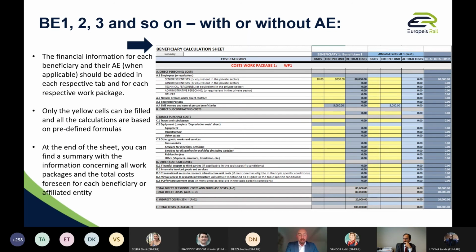For each work package, you will have to define your personnel cost, senior, junior, and so on, and then you have all the cost categories with purchase costs. You have the equipment, you have the infrastructures, you have other goods, you have subcontracting, and so on and so forth, and you fill that in. So all the yellow fields can be filled in. And you do the same for the affiliate entities per work package. And at the end of the sheet, you can find a summary with the information concerning all work packages and all the costs foreseen for each beneficiary or affiliate entity. Next, please.